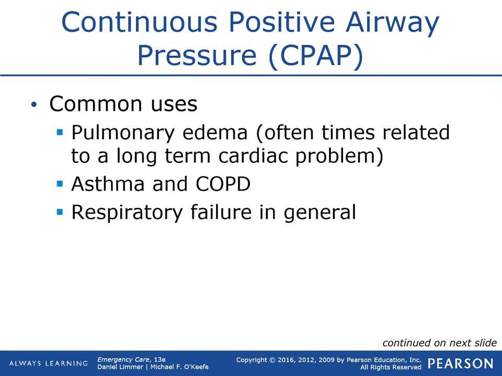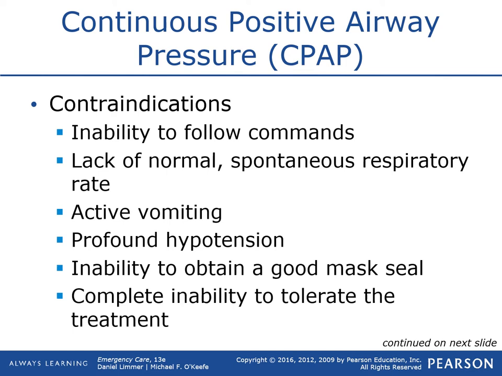Contraindications for CPAP. They have to be able to follow your commands, so they have to be able to know what's going on and be able to respond to your commands. They need to be able to breathe themselves. CPAP works a lot better when you're actually taking spontaneous respirations, because then the air gets in while you're breathing. So if they are not breathing by themselves, we have to go to a BVM instead. Active vomiting is another contraindication, because again, we don't want that vomit to come up and then be shoved down into their airway and we aspirate.